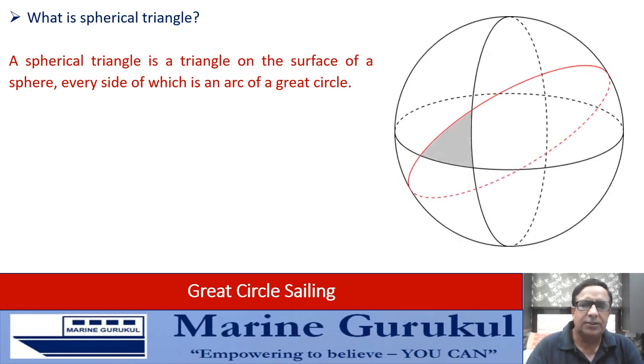As you can see in this diagram, this gray shaded triangle is formed by the intersection of this great circle, this one great circle, and the red great circle. So this is one of the spherical triangles so formed.